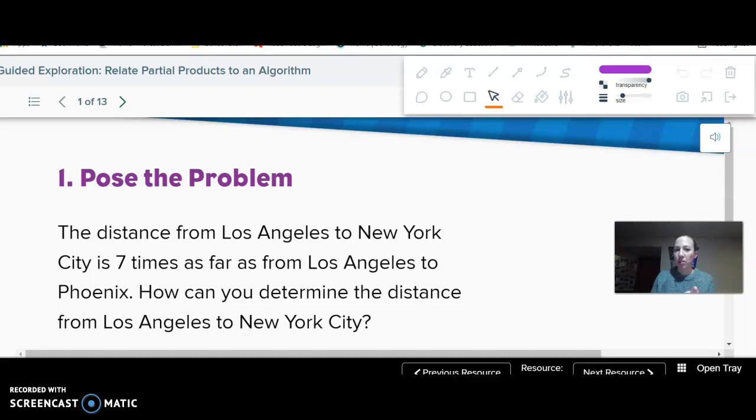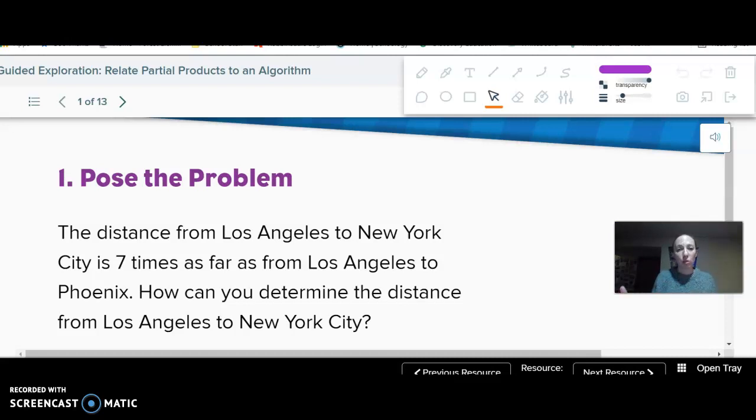All right, 5.6. Make sure you're on 5.6 in your notes. Relate partial products to an algorithm. Now, an algorithm is just a standard way of doing it. Like the algorithm when we add and subtract is to carry or to borrow. So that's just called an algorithm. So we're relating partial products to an algorithm. Hopefully by the end, you'll be able to multiply using the algorithm.